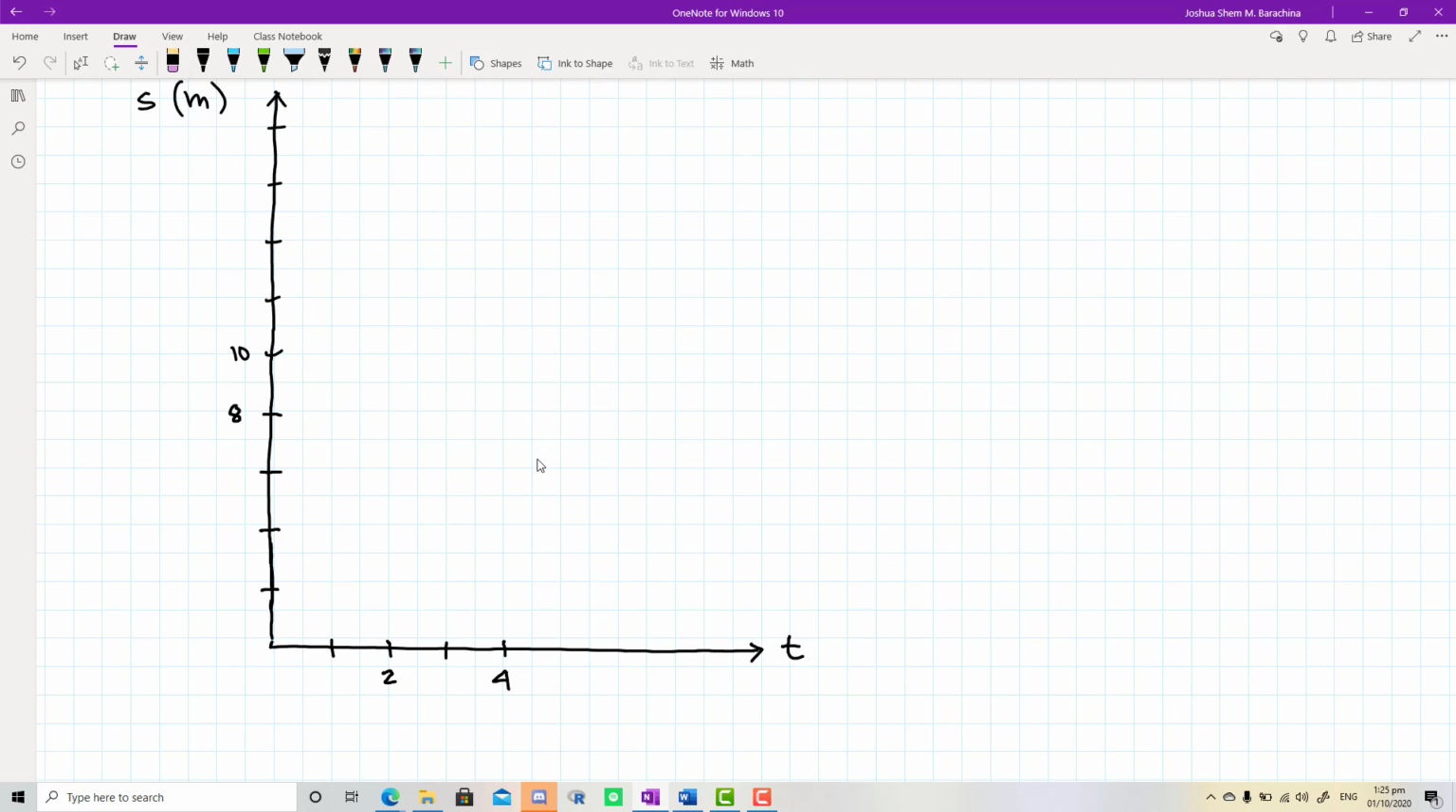I'll just change the scale of our vertical axis. Let's make this 4, 8, 12, 16, 20, 24, 28.